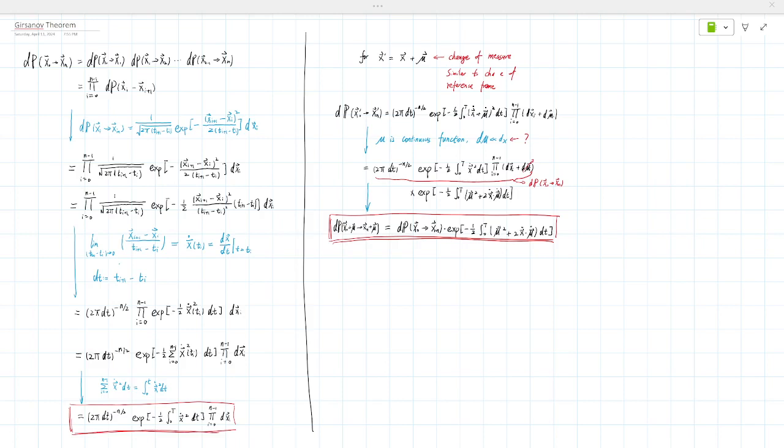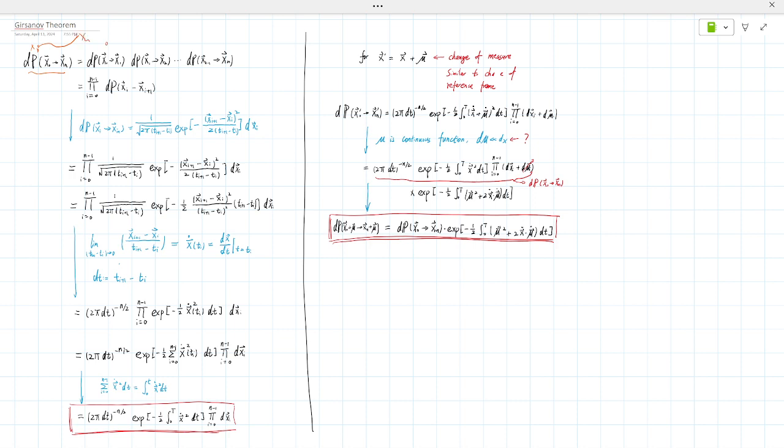Okay, let's talk about Girsanov's theorem. Girsanov's theorem, in my opinion, is a probabilistic way of looking at a change of reference frame. So imagine the probability of going through a trajectory x naught to xn.